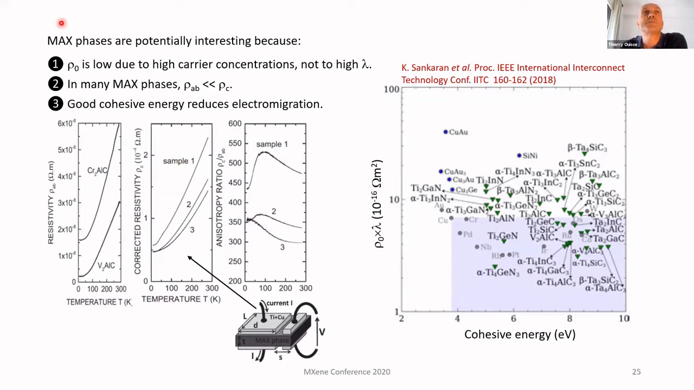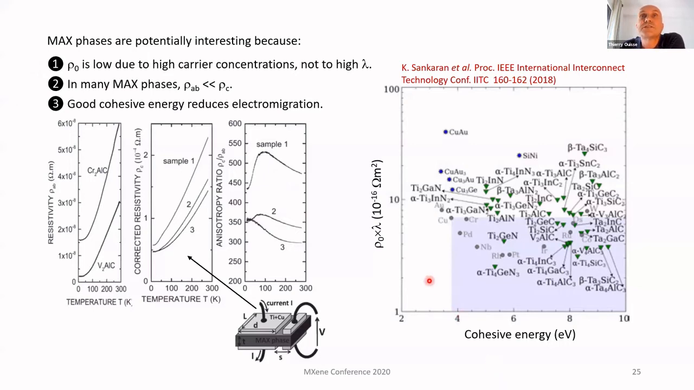Here is a list. First of all, the good conductivity is most often due to a very high density of states at the Fermi energy rather than to a large mean free path. Secondly, for many MAX phases, in-plane transport is much better, and this should reduce surface scattering. If we take the example of Cr2AlC, the measured ratio between in-plane and out-of-plane resistivity is of several hundreds. And last, their good cohesive energy might drastically reduce electromigration problems.